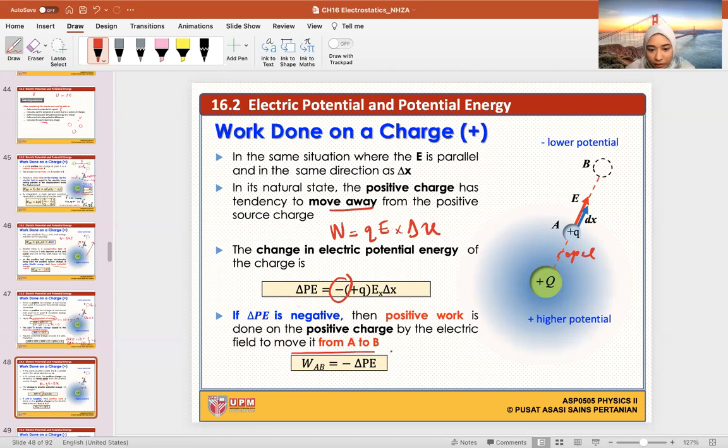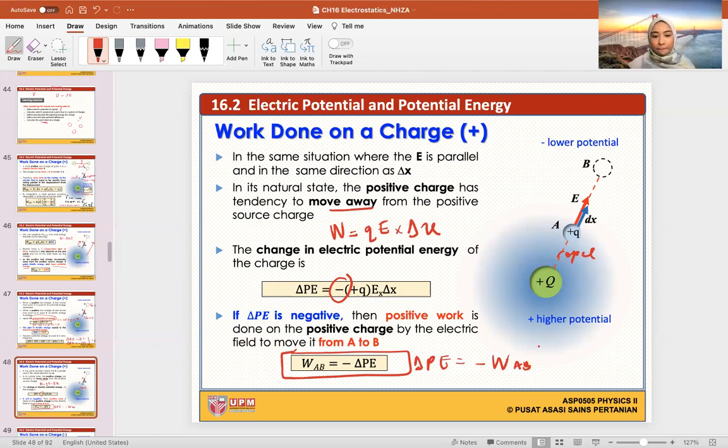Okay, this is very, very important. Okay, so again, I'm going to repeat myself. W is QEΔx. Delta PE is negative W. It's reversed. Here, write W_AB equals minus delta PE. Delta PE is equal to minus W_AB. It's the same thing. If my PE is positive, my work done by the electric field on the charge is negative.